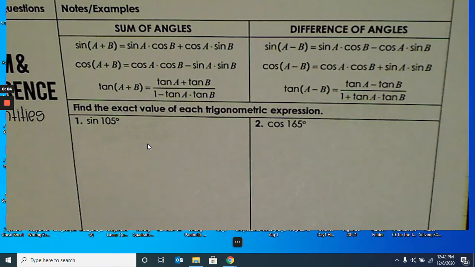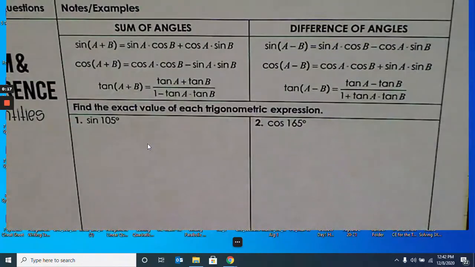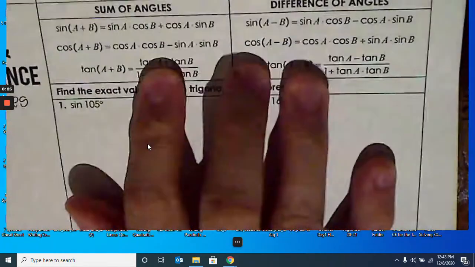So today we're going to be looking at sum and difference identities. So the way these work is you'll probably need your unit circle like this, okay? And then you'll also need this trig value chart that looks like this, okay? And then you have your formulas.